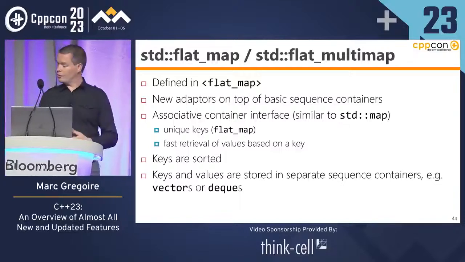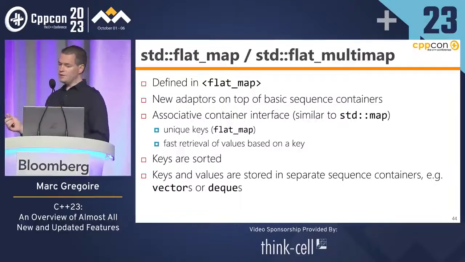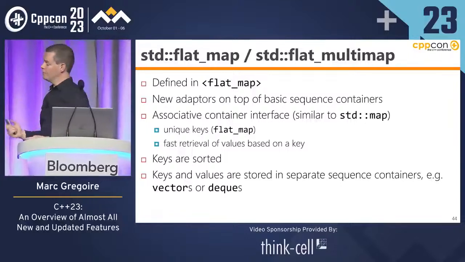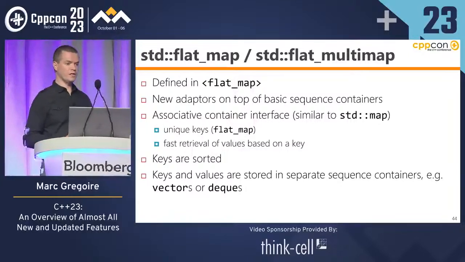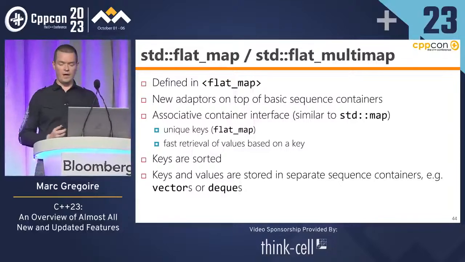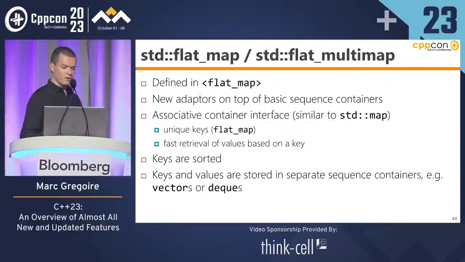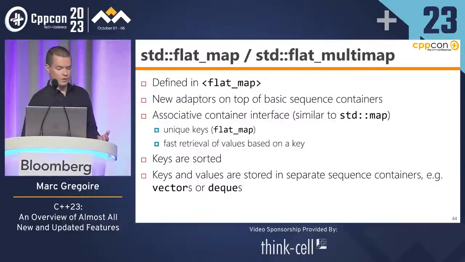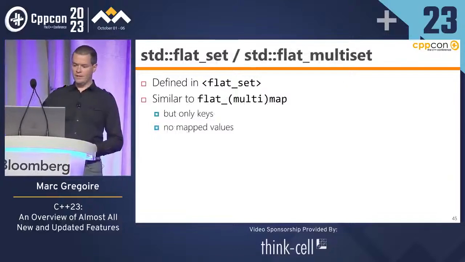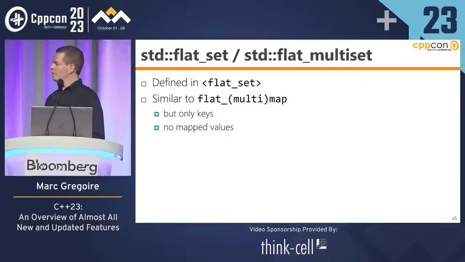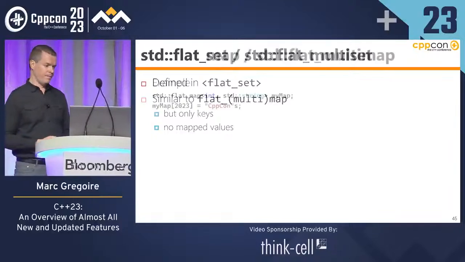And of course, you can change the underlying sequence container. The thing is that flat map and flat multimap use 2 underlying sequence containers. So one sequence container to store your keys, and another one to store your values. And both of them you can choose whether you want them to be a vector or a deque. Flat set is very similar, and you can compare it to the std set.